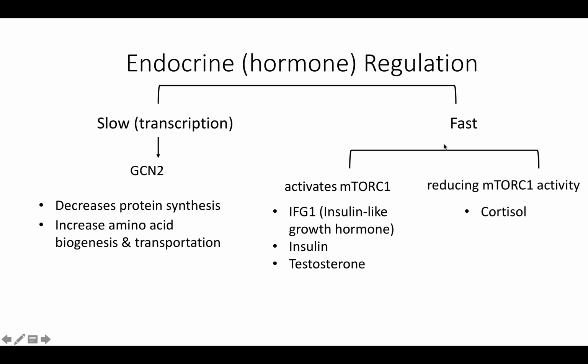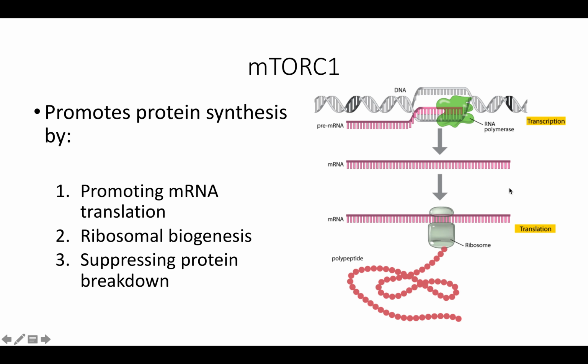So just to take a closer look at the fast regulation of protein synthesis, we said it's mediated by mTORC1. So the hormones that activate mTORC1 are IGF1, which is insulin-like growth factor, and then we have insulin and testosterone. Reducing mTORC1 activity reduces protein synthesis, and the glucocorticoid cortisol does that, it reduces the mTORC1 activity.